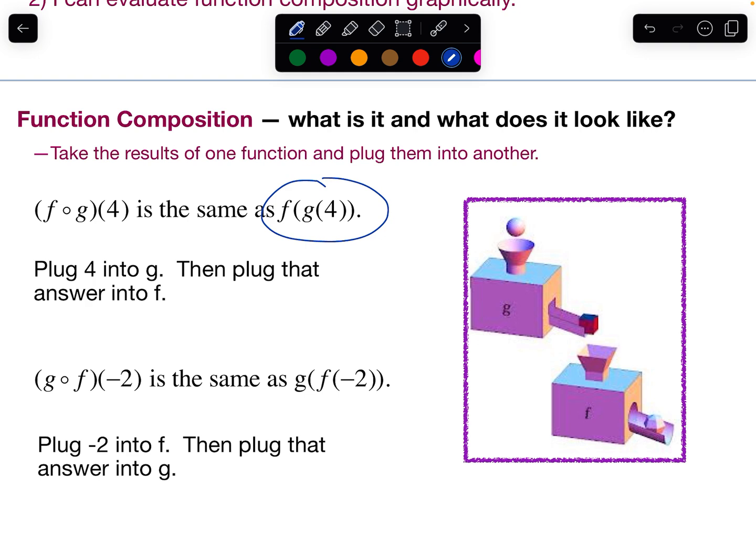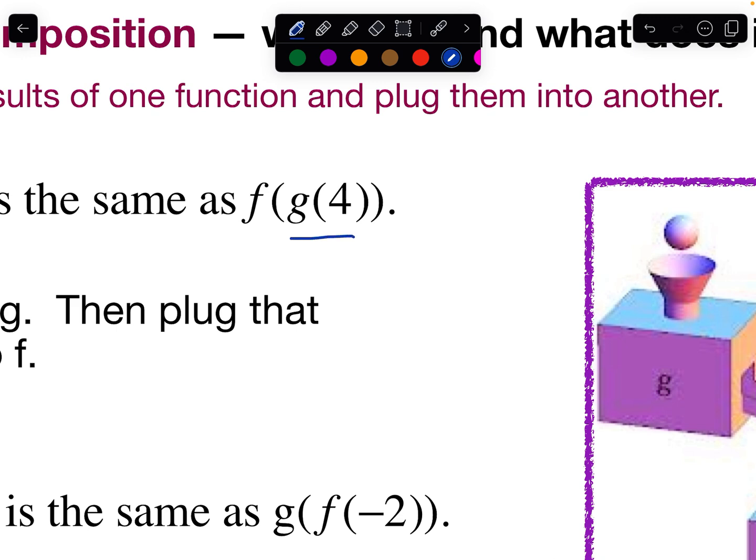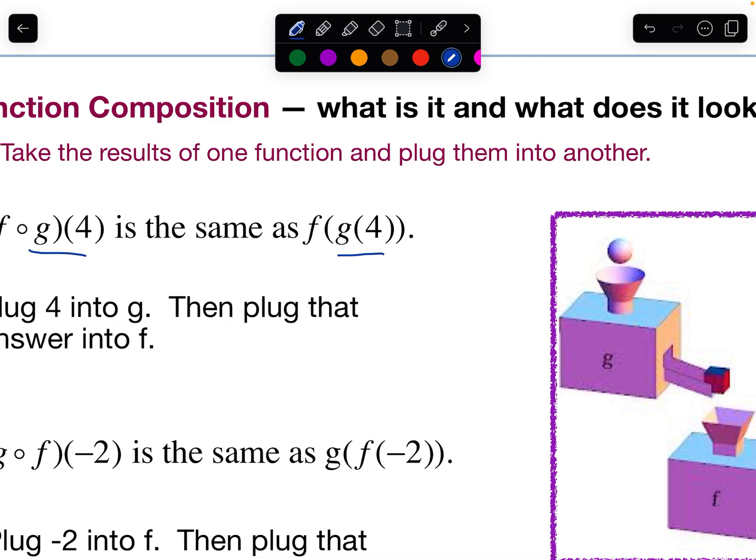The way that we read that is f of g of 4. Again, f of g of 4. And that notation right there would tell us to plug 4 into g, get that answer, then take that answer and plug it into f. So the way you tell which function to plug that input into first is the function that's closest to that input. Here, g is closest to 4, so 4 goes into g. Even in this notation, 4 is closest to g, so 4 goes into g first.